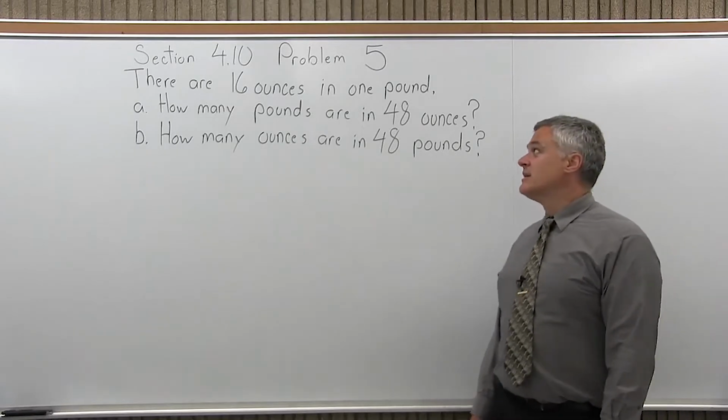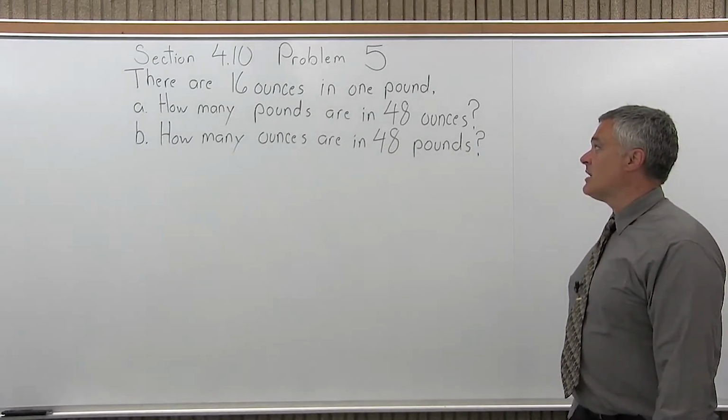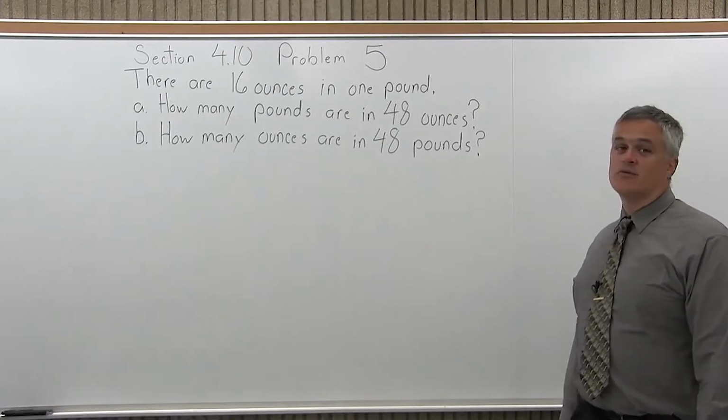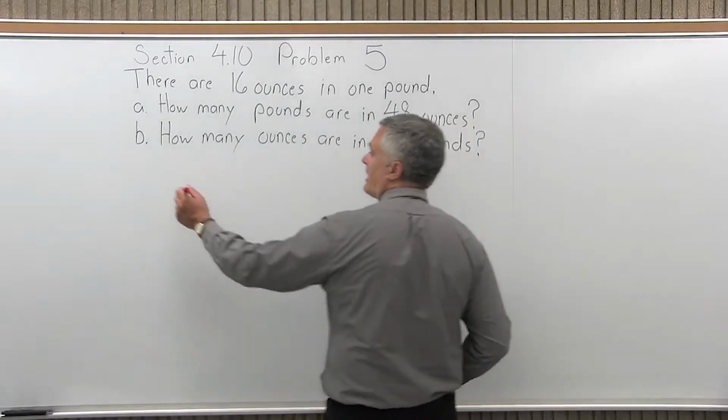It says there are 16 ounces in 1 pound. Part A asks how many pounds are in 48 ounces, and Part B asks how many ounces are in 48 pounds. So, start with Part A.